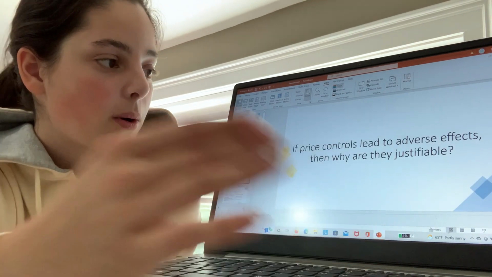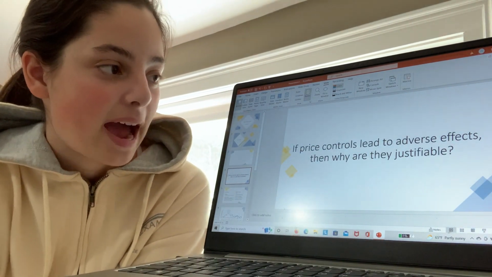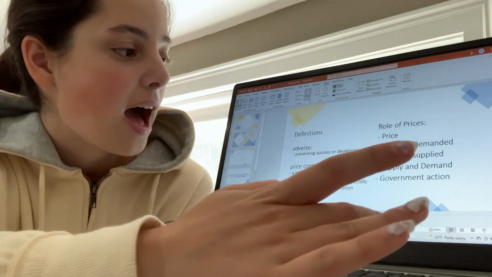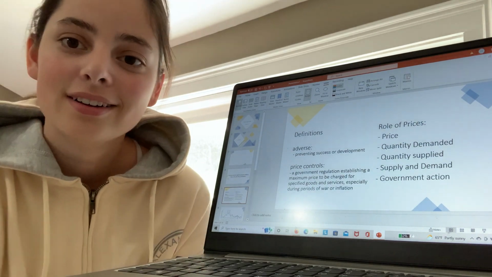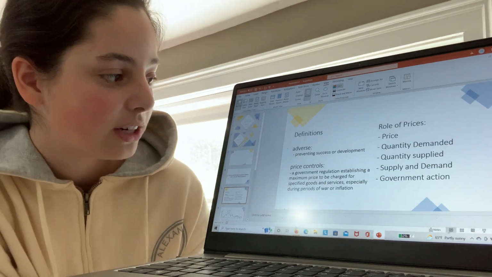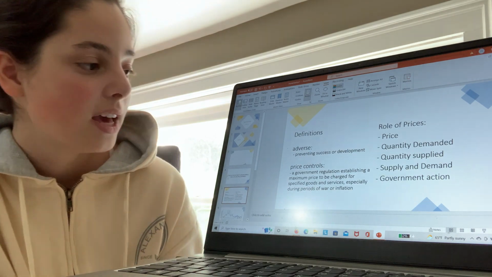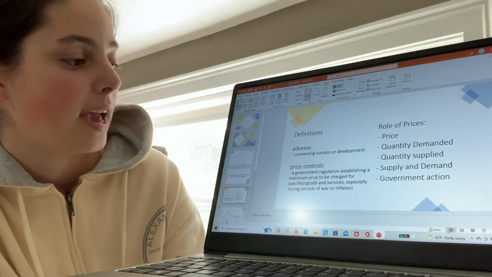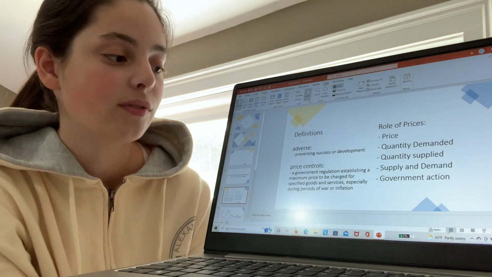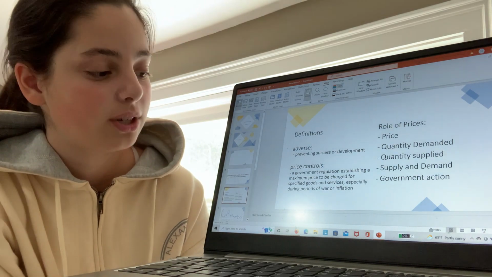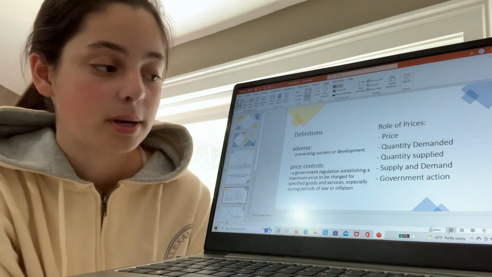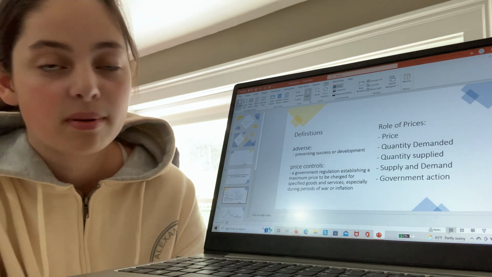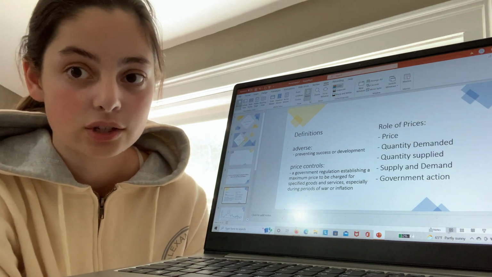So if price controls lead to adverse effects, then why are they justifiable? I decided to make a little chart here explaining the definitions just to start us off. Adverse means preventing success or development. And price controls are a government regulation establishing a maximum price or a minimum price to be charged for specified goods and services, especially during periods of inflation or war.